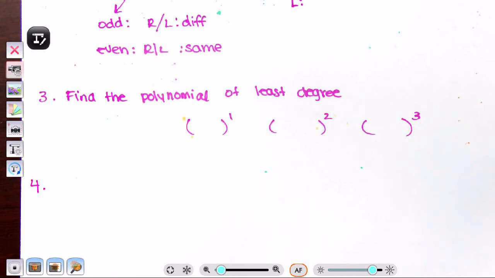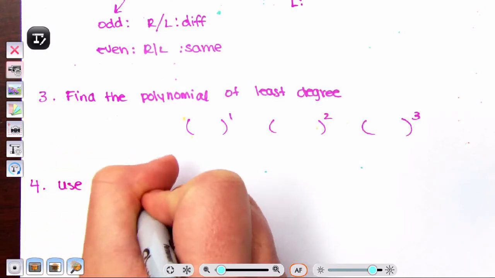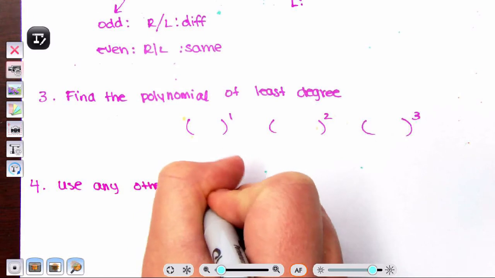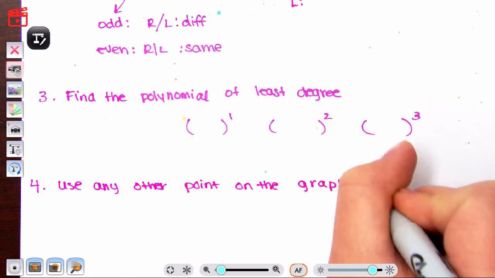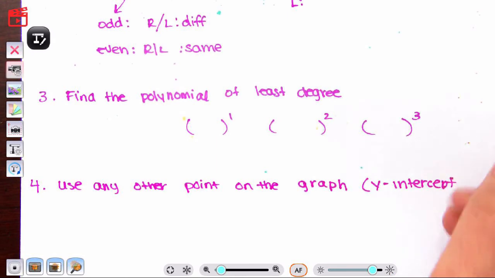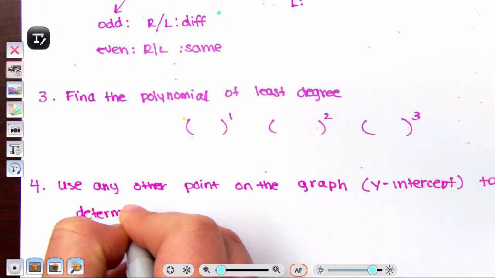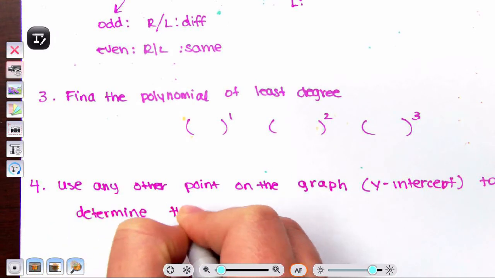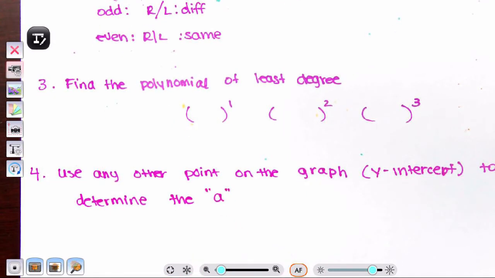Step number 4, use any other point on the graph. I recommend using the y-intercept just because it has a 0 to determine the a. Now, a lot of times what they're going to say is, hey, assume a is 1 or -1, but sometimes they're going to be like, find a.